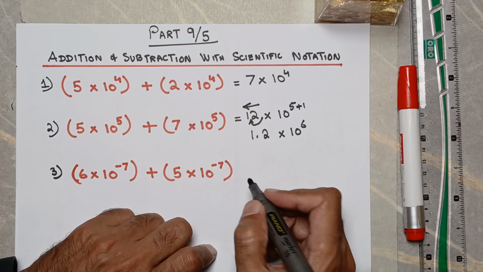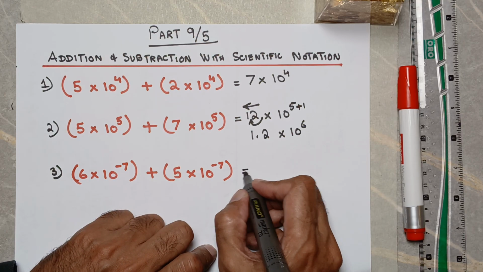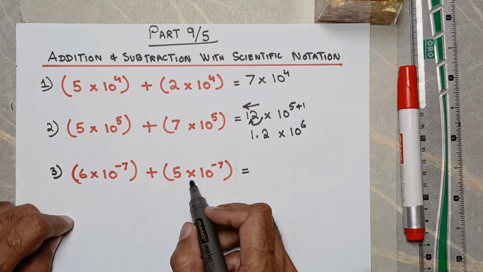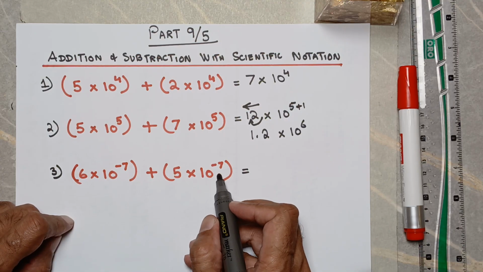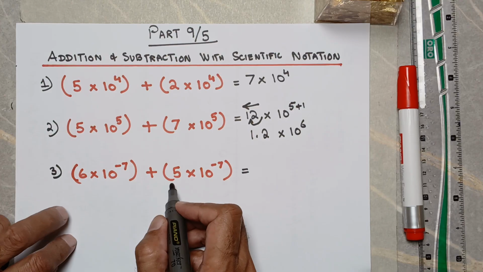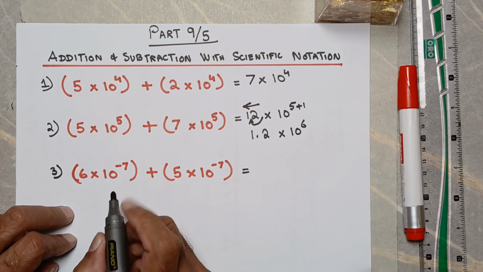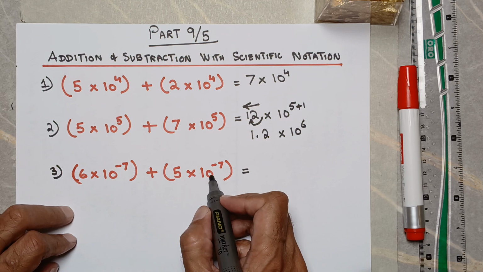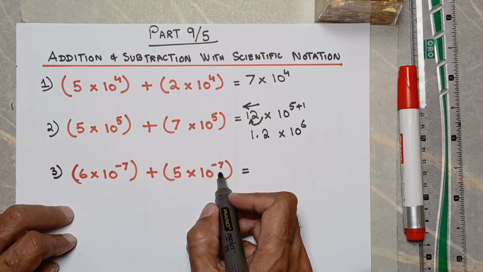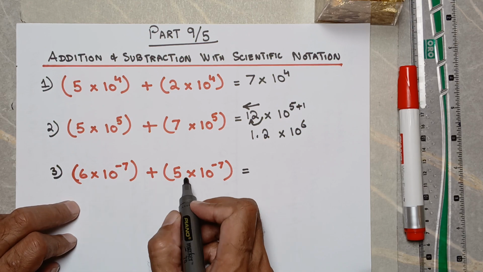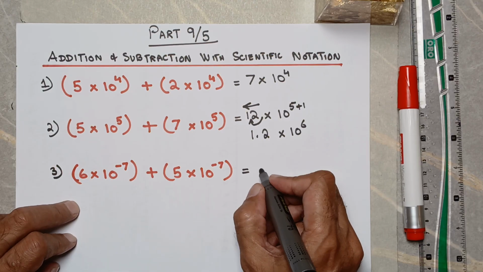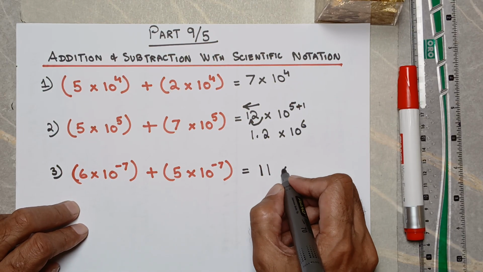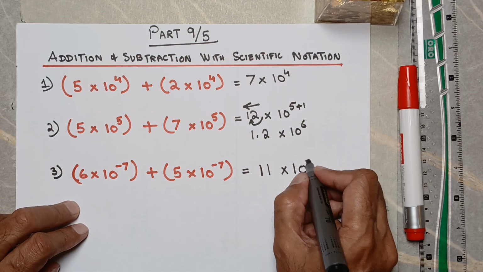That makes 6. In the third example, we have 6 times 10 raised to the power minus 7 plus 5 times 10 raised to the power minus 7. Here again, first we have to look at the power of the exponents. Here it is 10 raised to the power minus 7 and here it is also 10 raised to the power minus 7. So simply add the coefficients, 6 plus 5, that makes 11. So 11 times 10 raised to the power minus 7.